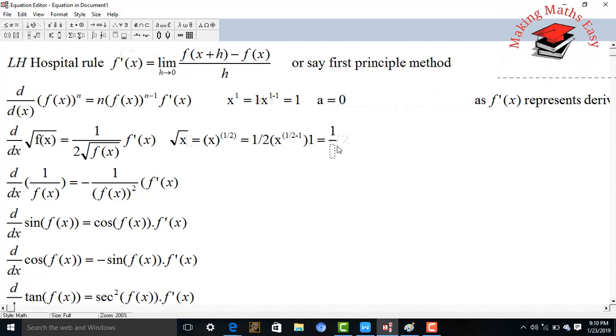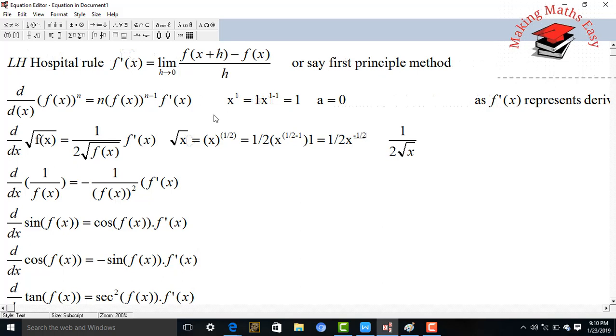1 divided by 2 root of x, which means here it is x raised to 1 by 2 minus 1, which will be x raised to minus 1 by 2. So another step here: it will be x raised to minus 1 by 2. So 1 divided by 2 multiplied by x raised to minus 1 divided by 2.